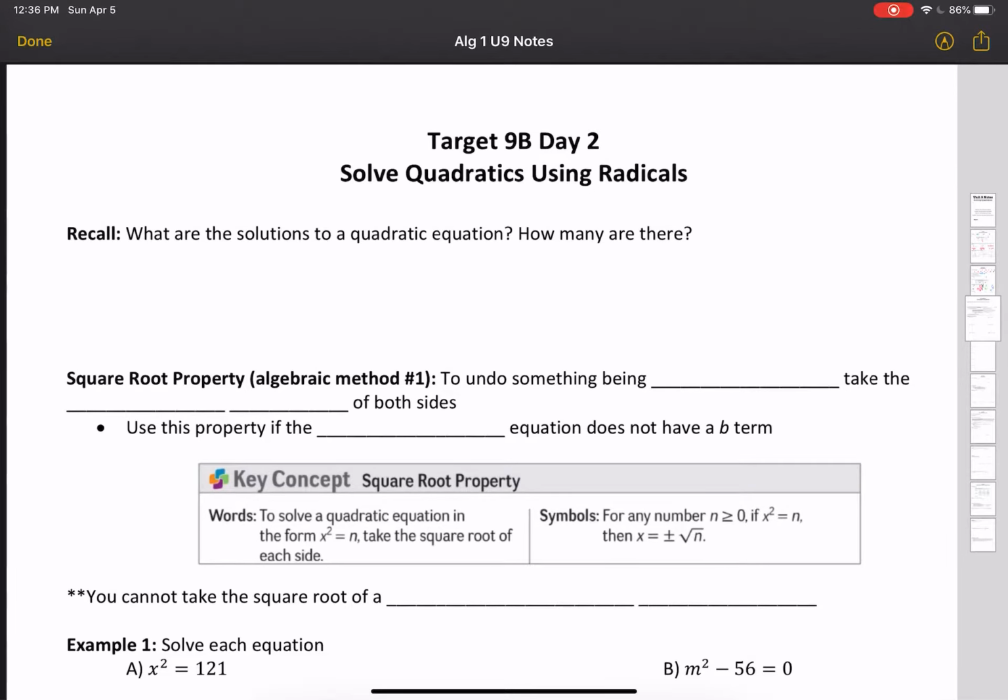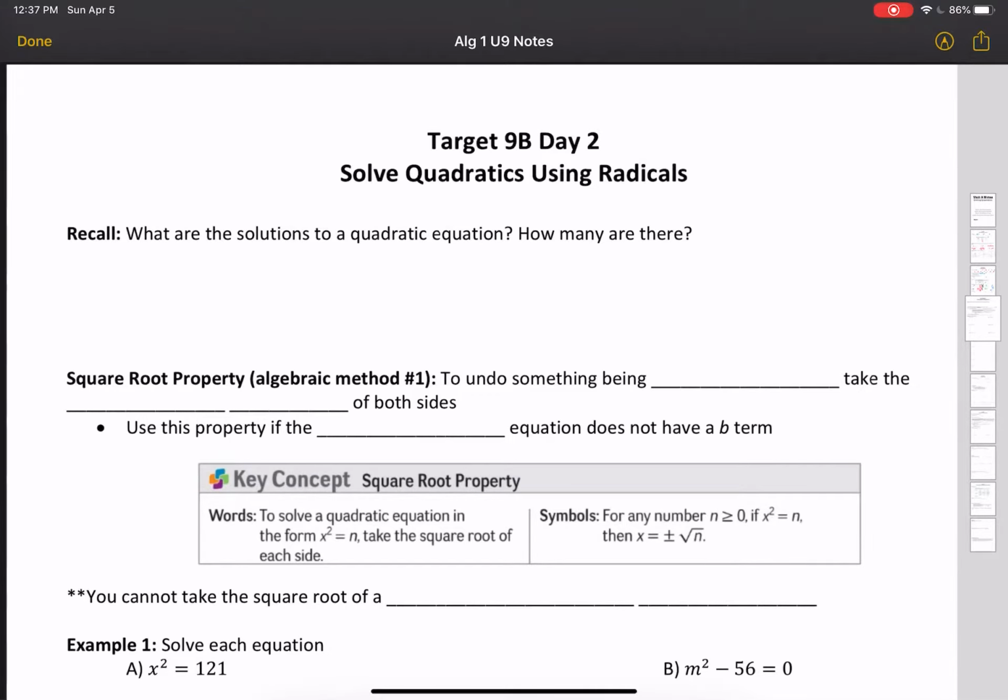Alrighty, so in this video we are going to start using the skills from the previous video when we were simplifying radicals in order to start using our algebraic ways to solve quadratics, which is going to be a lot easier than having to graph them each time and use our graphing calculator.